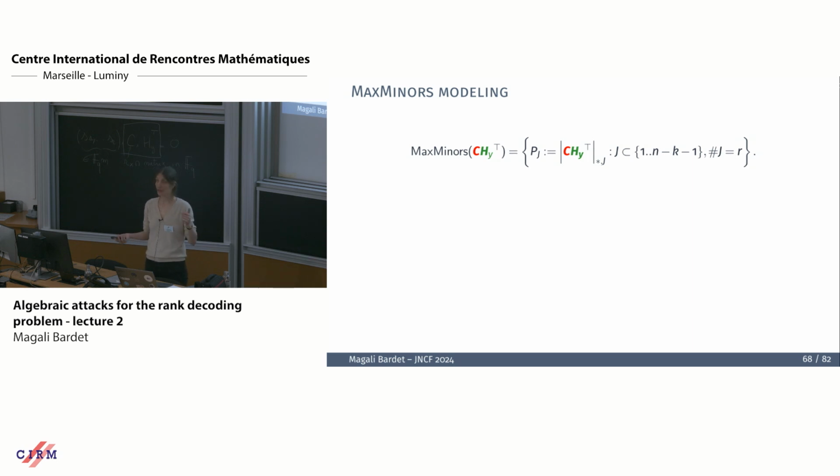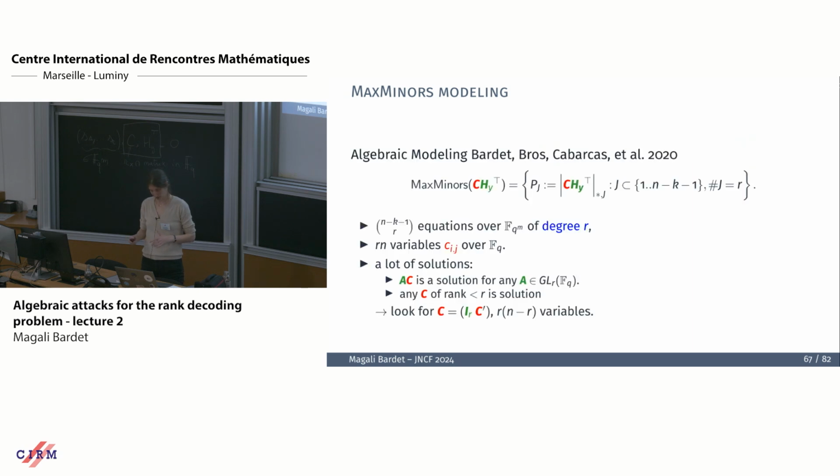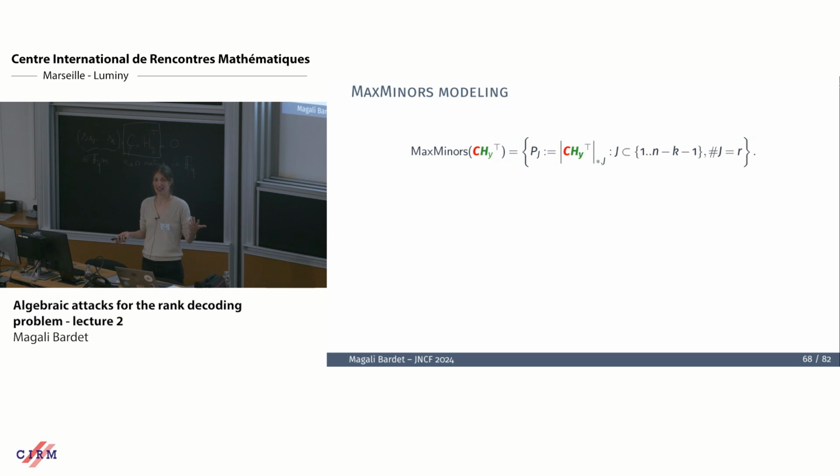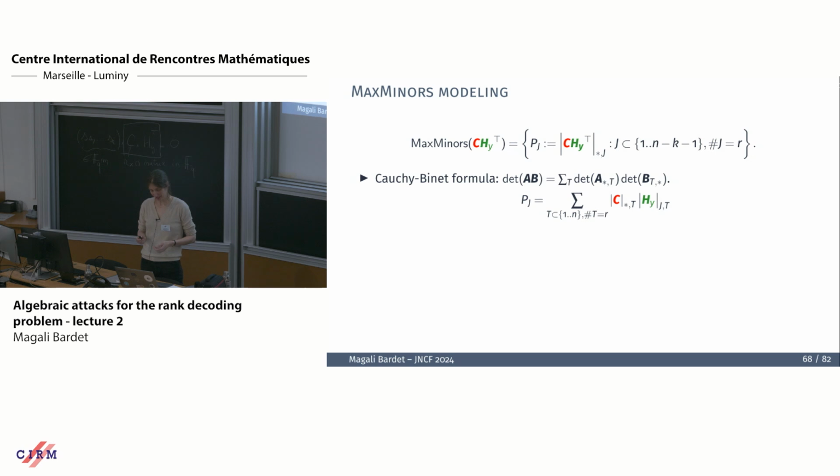And so now you just expect one solution to your system with such a C. You have fewer variables. You have just this number of variables. Still, you have equations of high degree. And here there is a magic trick, which is called the Cauchy-Binet formula. Here you have a minor, which is the determinant of a matrix. And your matrix is the product of two matrices. So you want to apply that the determinant of the product is the product of the determinants. Of course, you cannot do that directly because your matrices are not square.